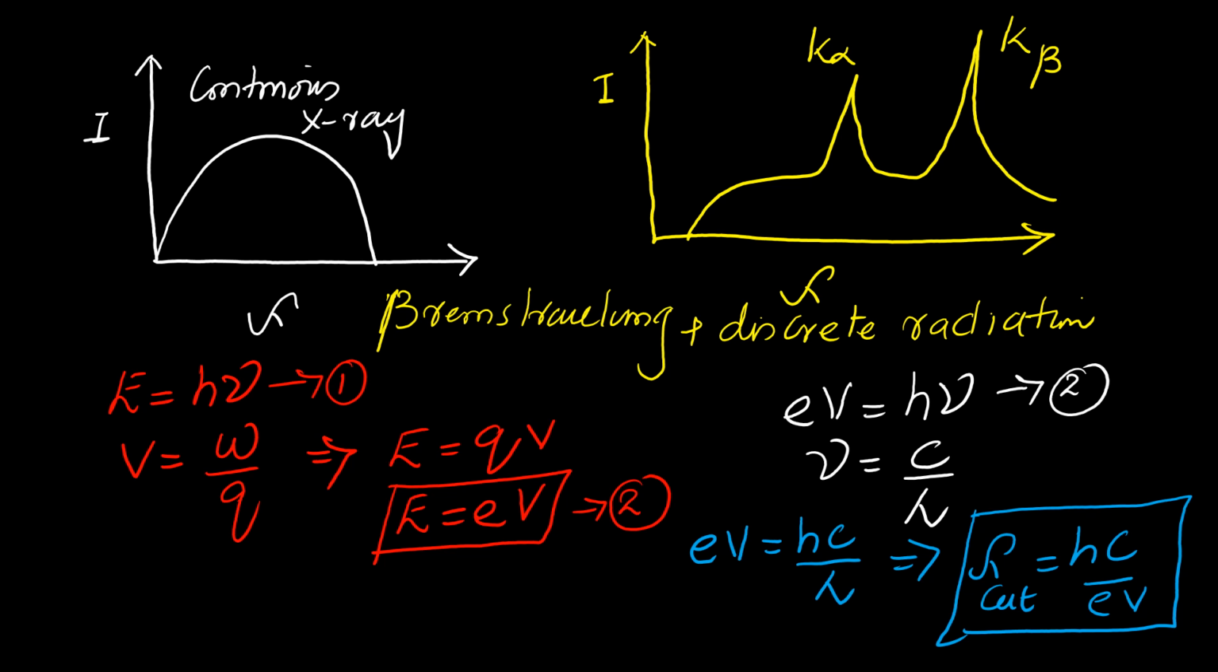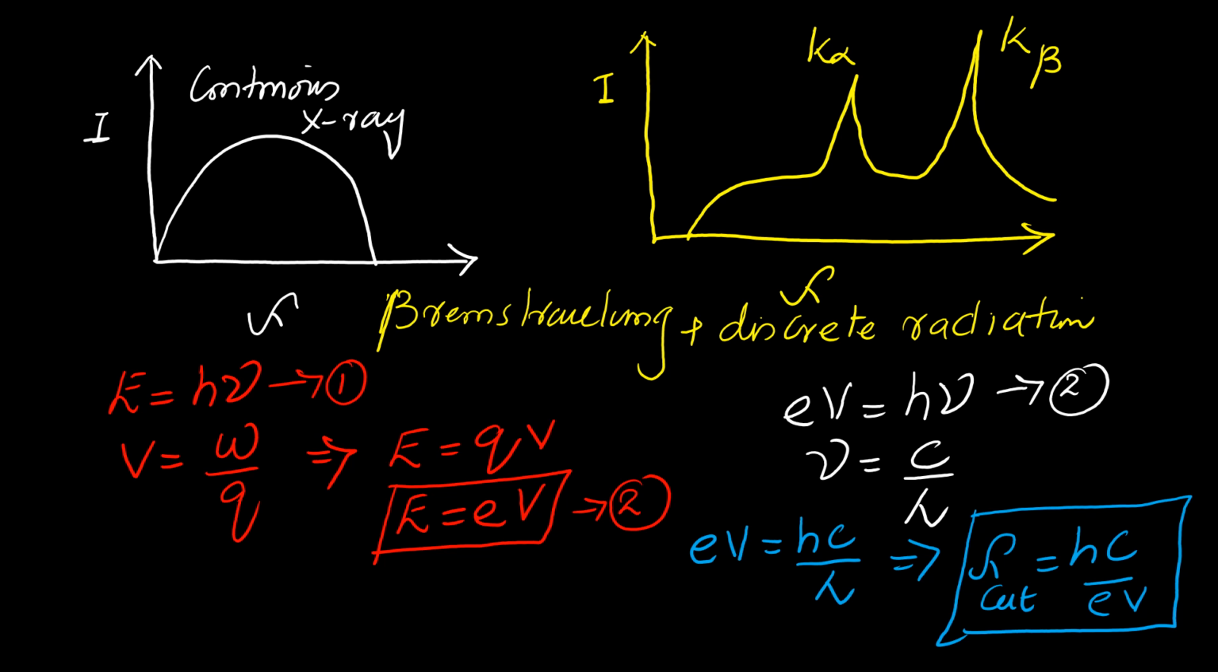Lambda is basically the cut-off wavelength, which is equal to hc divided by eV. So this is all about continuous X-rays. These are produced due to the deceleration of electrons whenever electrons are incident on a high atomic weight metal. The deceleration causes the generation of a new type of radiation, produced in a continuous fashion, and these are known as continuous or braking X-rays.